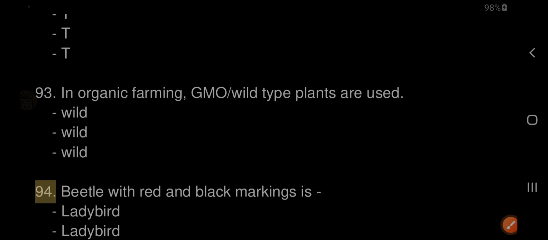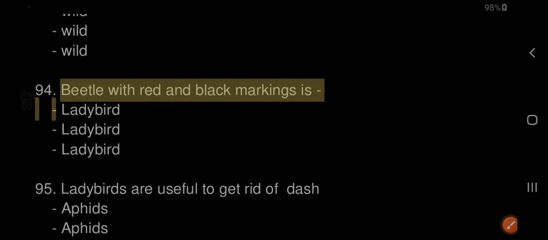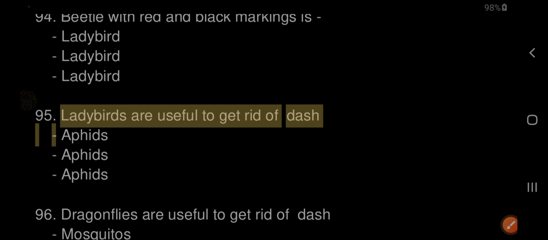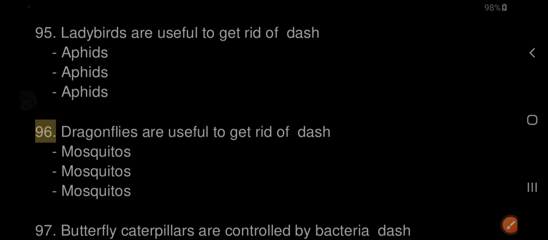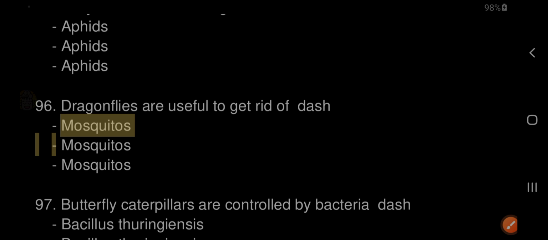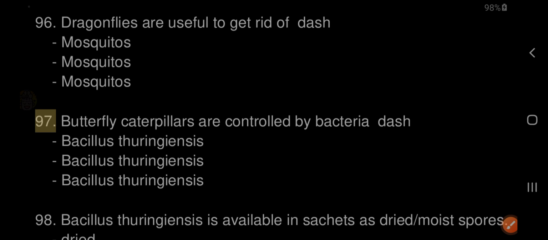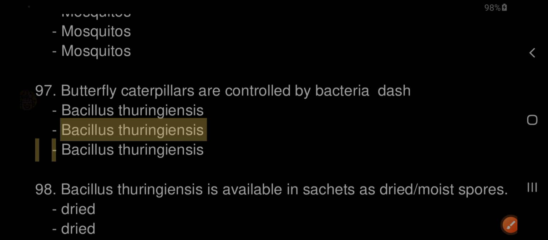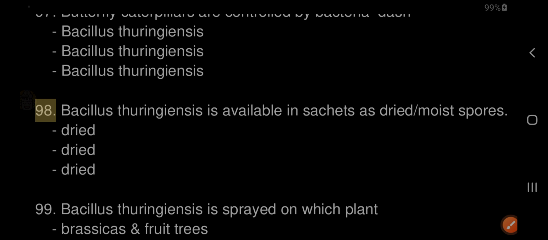94. Beetle with red and black markings is ladybird. 95. Ladybirds are useful to get rid of dash. Aphids. 96. Dragonflies are useful to get rid of dash. Mosquitoes. 97. Butterfly caterpillars are controlled by bacteria dash. Bacillus thuringiensis. 98. Bacillus thuringiensis is available in sachets as dried, moist spores. Dried.